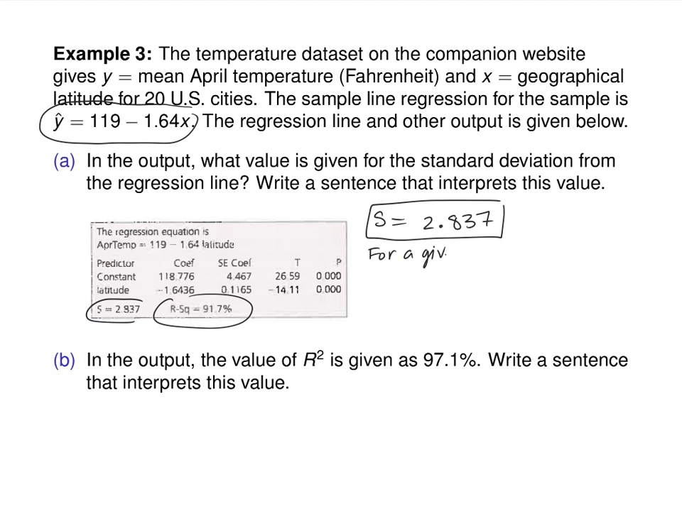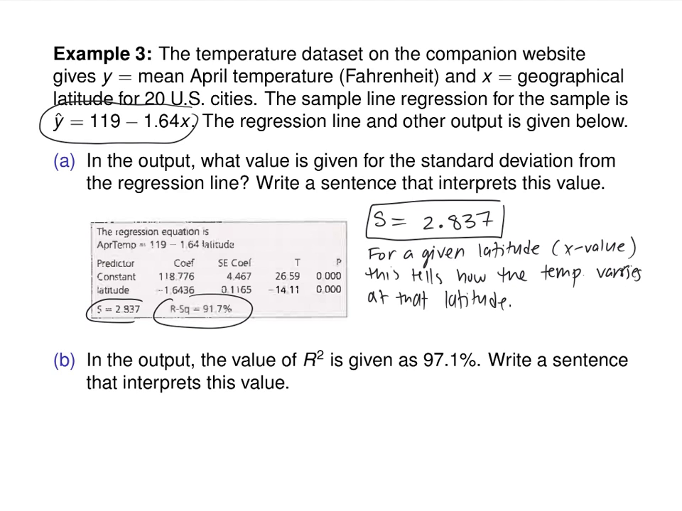So for a given latitude, as in an x value, because our x values are latitudes, this tells how the temperature varies at that latitude. And because we assumed that stuff is normal, you know that it would say 68% or plus or minus 1 standard deviation, 95% or plus or minus 2 standard deviations, right? That's kind of what this is saying.